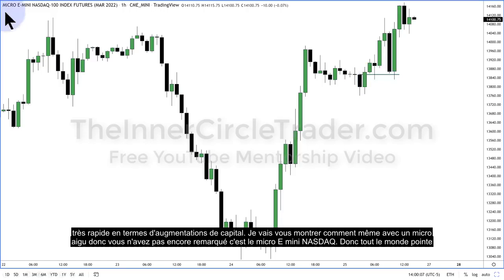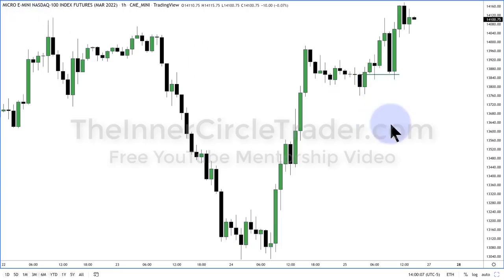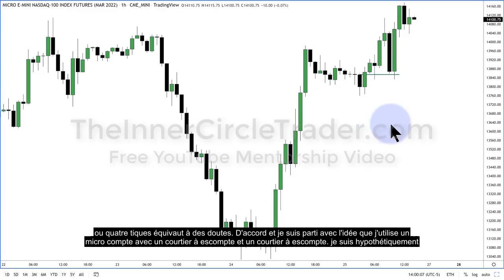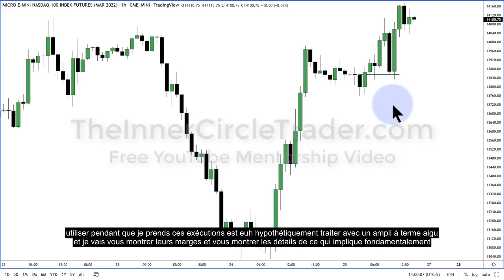If you haven't already noticed, this is the micro E-mini NASDAQ. So every 1 point or 4 ticks is equivalent to $2. Okay? And I went in with the idea that I'm using a micro account with a discount broker. The discount broker I'm hypothetically using while I'm taking these executions is an AMP Futures account. I'll show you their margins and show you the details as to what I'm basically implying by doing these things here.